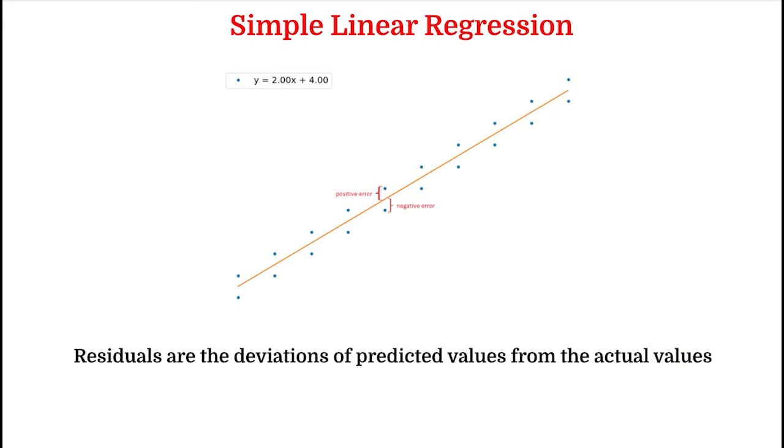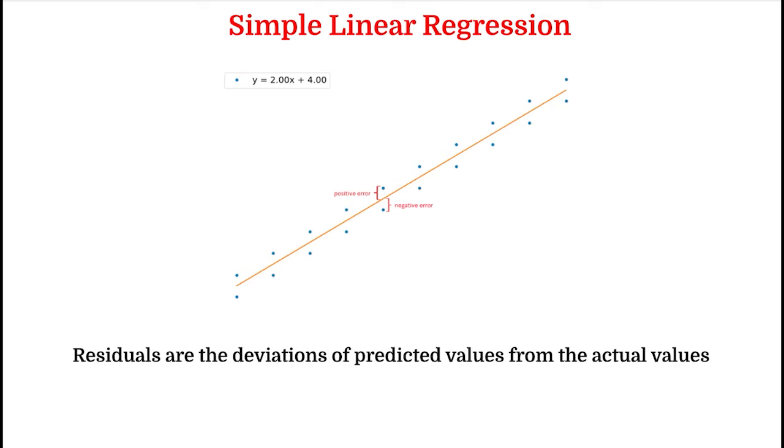Let's first talk about what we mean by simple linear regression. Simple linear regression is a special type of linear regression where we have only one independent variable and only one dependent variable. That means we plot the independent variable along the x-axis and the dependent variable along the y-axis, and we try to fit the data with a line. That is the simplest form of linear regression.